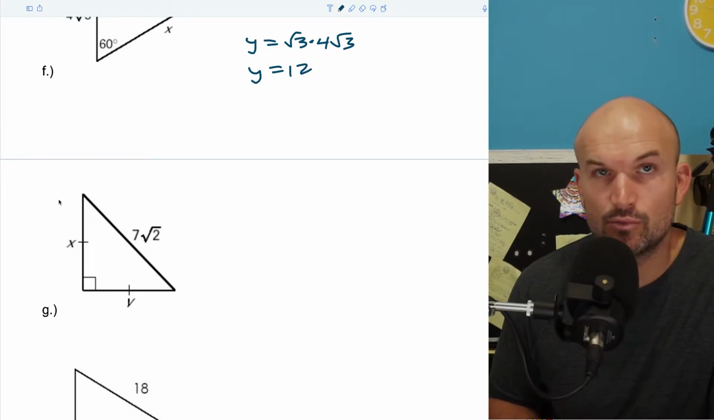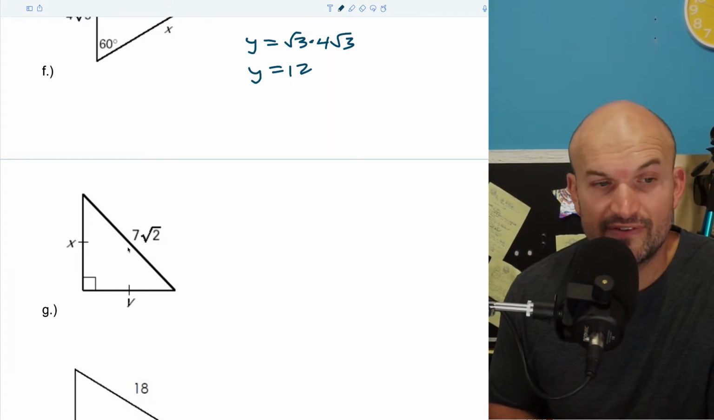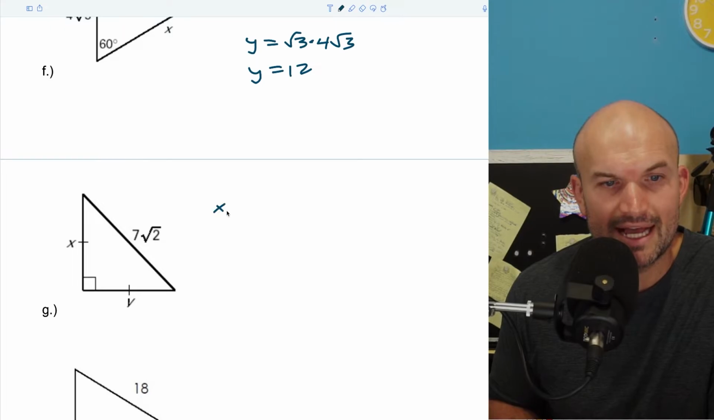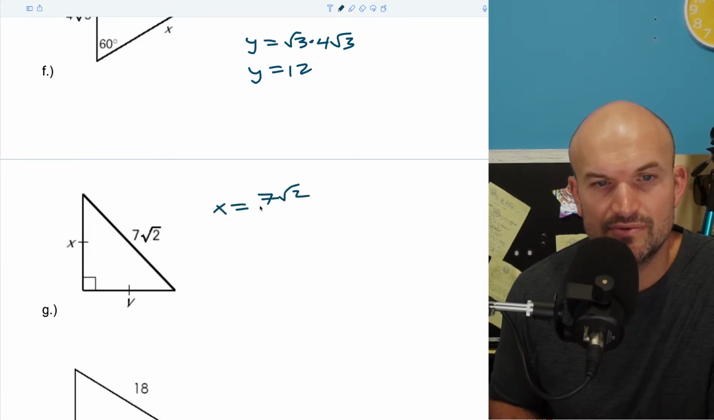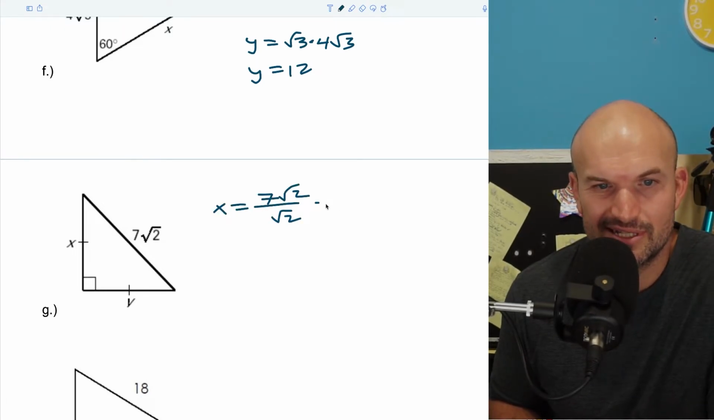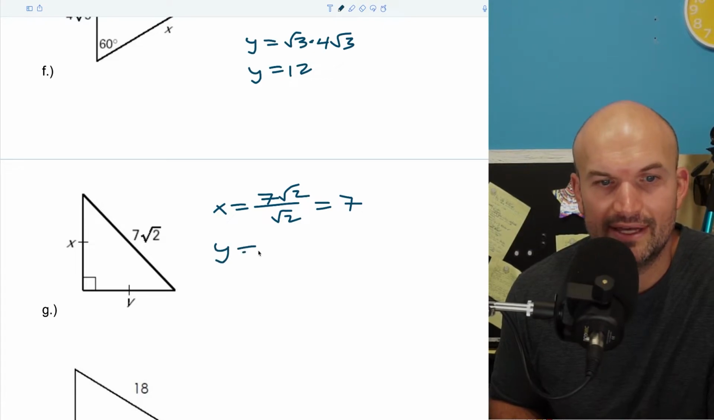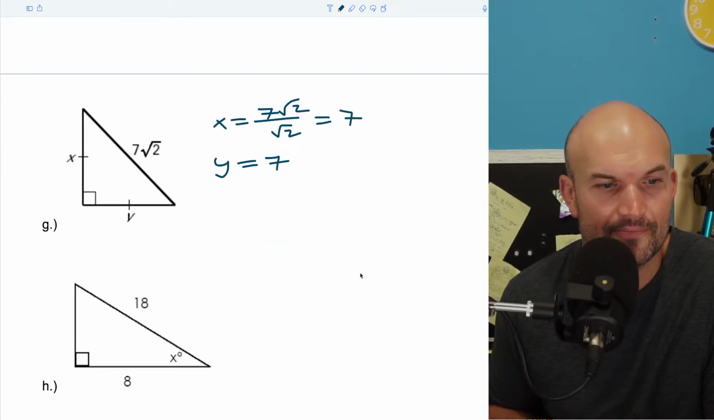Over here, you're just going to work backwards again, right? Again, another 45-45-90 triangle. So my x equals 7 square root of 2 divided by square root of 2. Well, that's just going to equal 7, right? And y then is also going to equal 7.